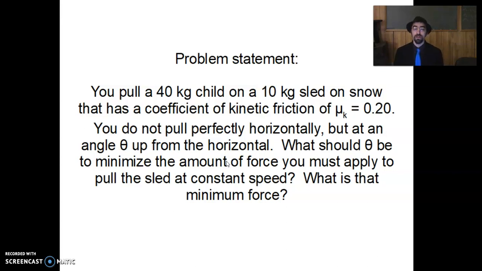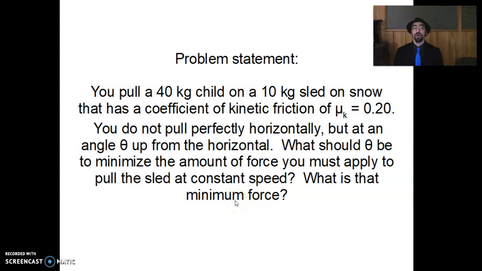You pull a 40 kilogram child on a 10 kilogram sled on snow that has a coefficient of kinetic friction mu sub k equals 0.20. You do not pull perfectly horizontally, but at an angle theta up from the horizontal. What should theta be to minimize the amount of force you must apply to pull the sled at constant speed? What is that minimum force?